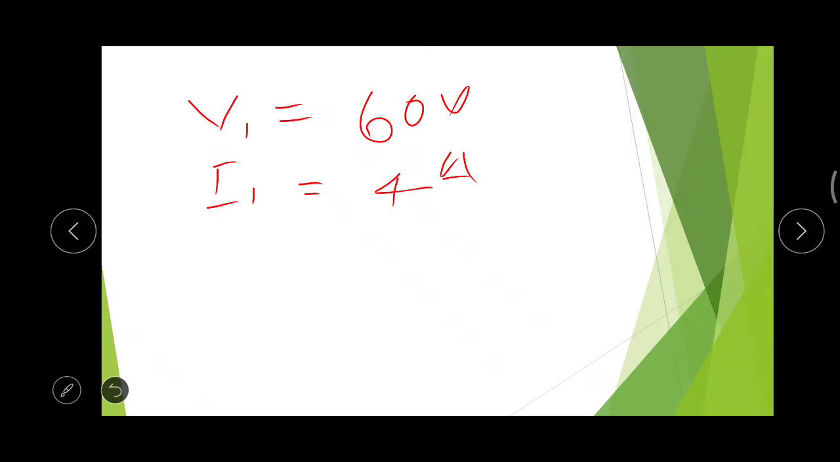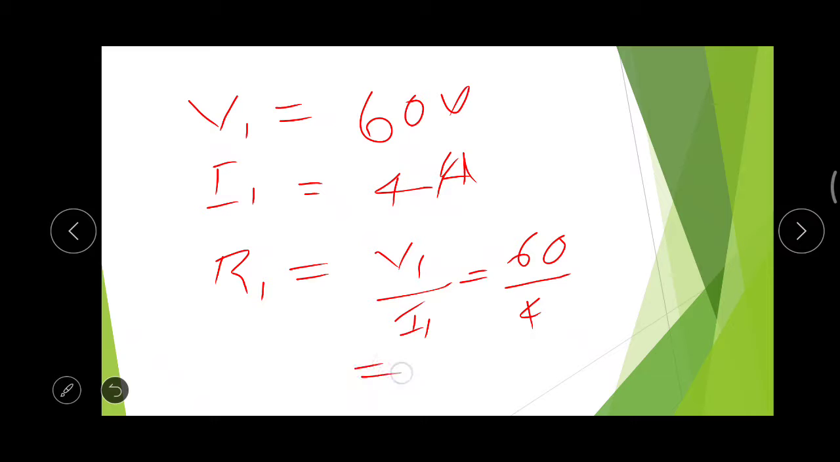So in the first case, let us take V1 equal to 60 volt, and I1 equal to 4 ampere. R1 is equal to V1 by I1, which is equal to 60 divided by 4, and that value will be equal to 15 ohm.